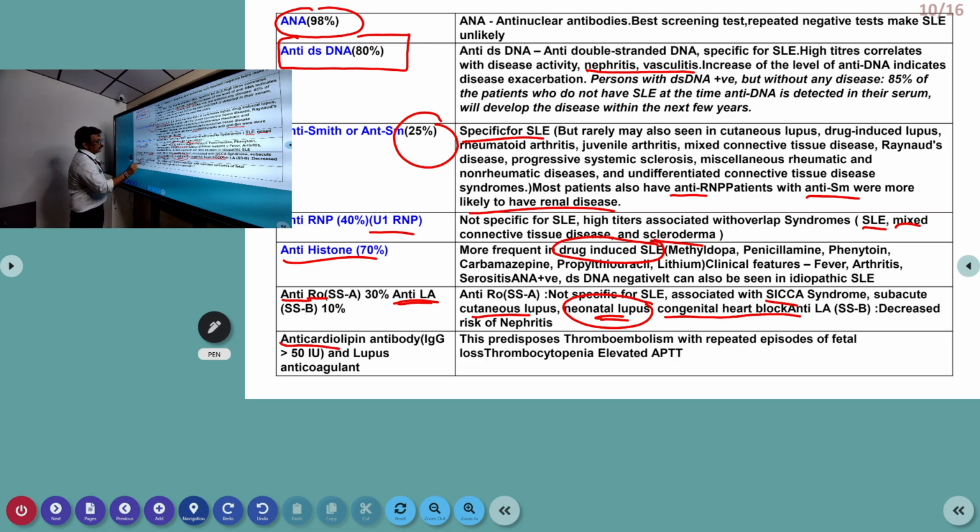Cardiolipin antibodies and lupus anticoagulant: patients can have thromboembolism. So in suspected thromboembolism, you can ask for anticardiolipin and lupus anticoagulant. And if an SLE patient has this antibody, we will have to go for some prophylaxis to prevent the thromboembolic phenomenon.